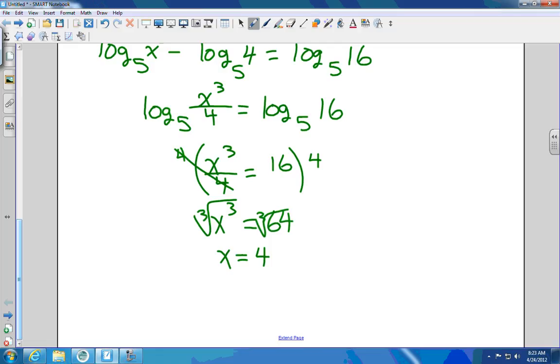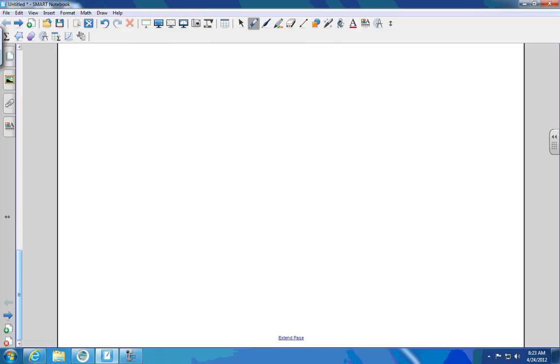Questions? Do another one just like that one. 4 log base 2 of x minus log base 2 of 5 equals log base 2 of 125.